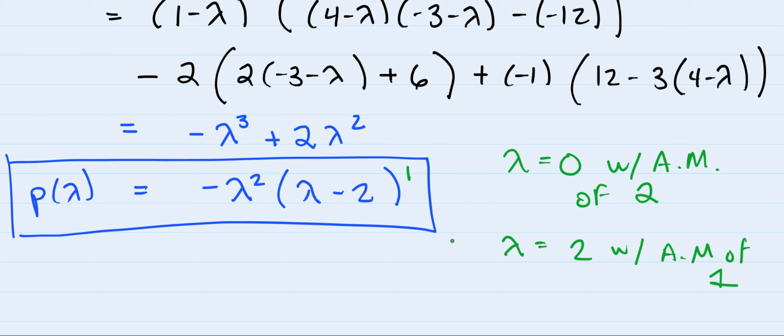I mentioned in the first video that a matrix is diagonalizable if and only if the geometric multiplicity is equal to the algebraic multiplicity. So we're going to see that in this case.